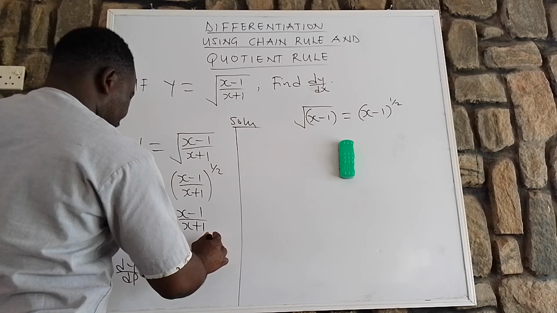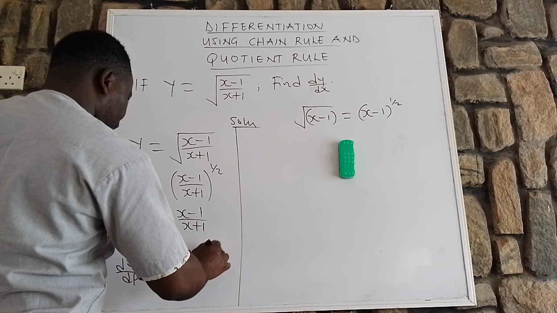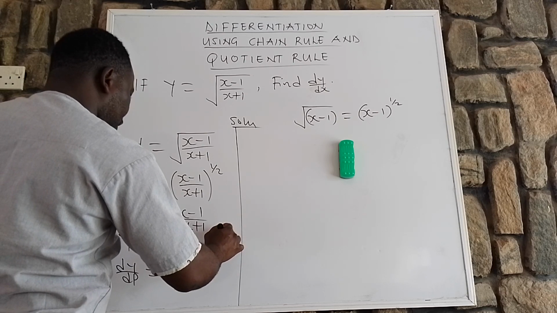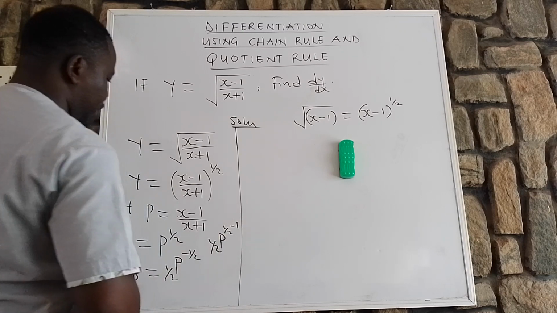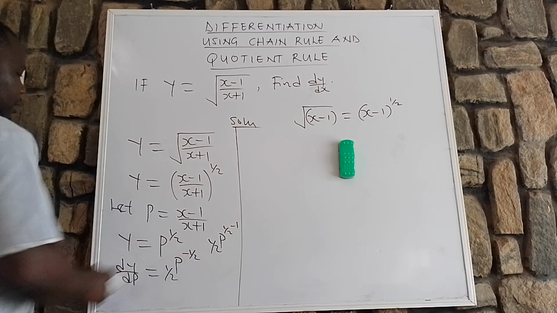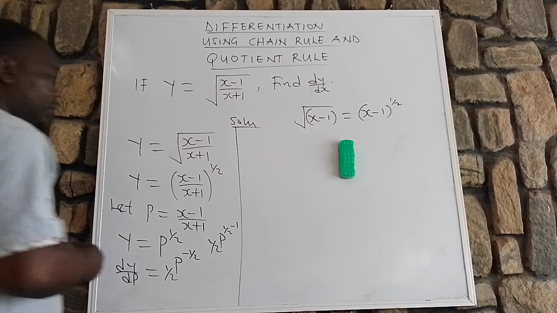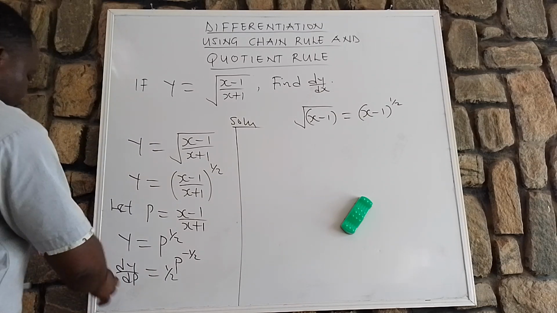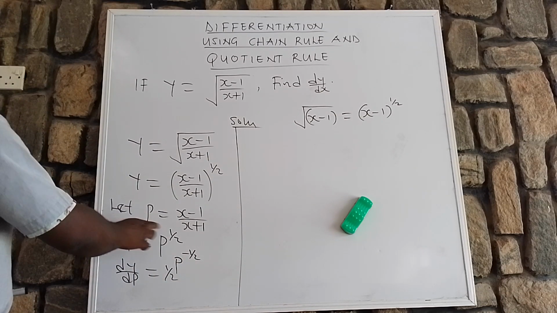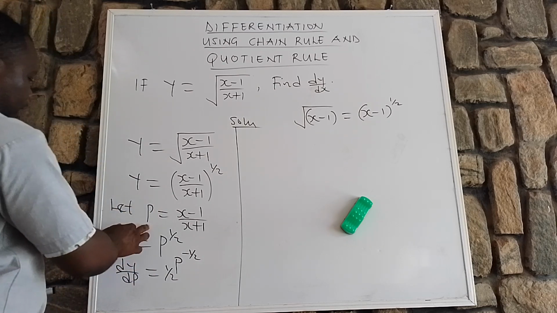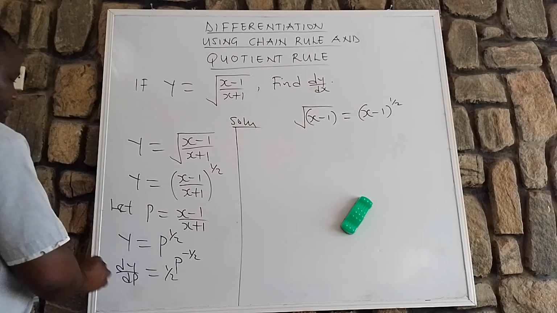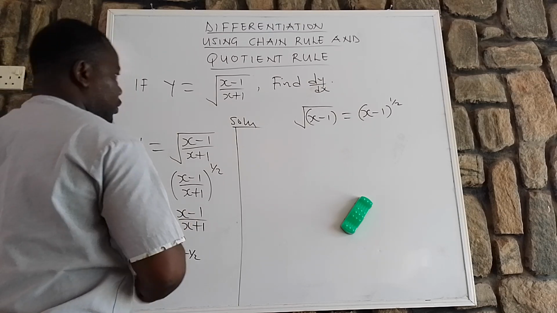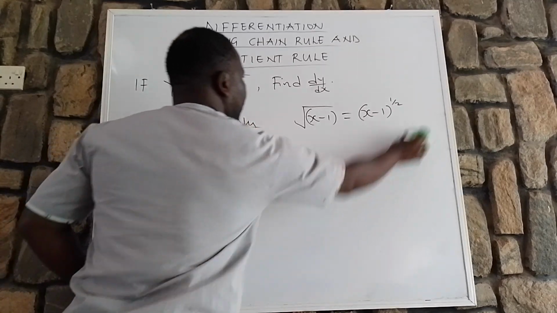Because this is how you are going to have it: 1 over 2 times p raised to the power of 1 over 2 minus 1. If you take the LCM, it's going to be minus 1 over 2. So take note. Is that clear? If you agree with me, dy all over dp will give us this. Then how do we obtain dp all over dx? Because we want to differentiate this function with respect to x, we are going to use the quotient rule.